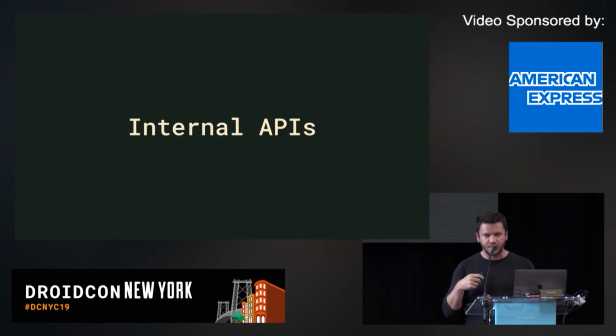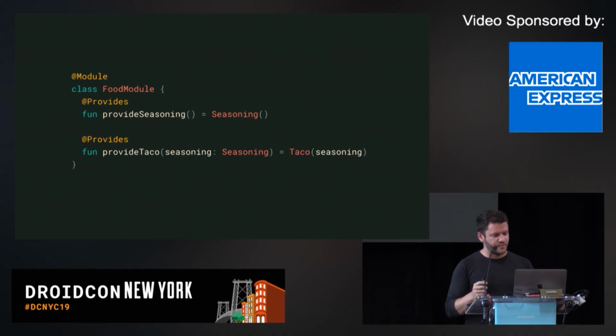Let's talk about internal and private APIs. This one is pretty quick. So let's look back at that food module. Right now, anyone who wants to include this module are going to get seasoning as a dependency if they wanted to as well. But say I wanted to make seasoning a private implementation detail of the taco, but I still want to use a separate provider.